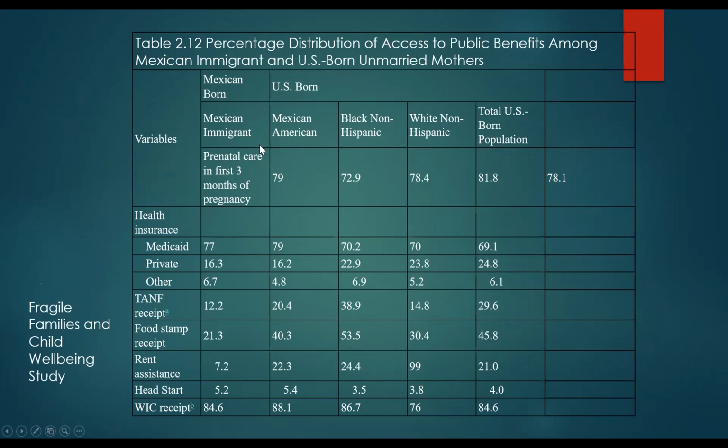Okay, lots of data that's being displayed here. I've got different types of health insurance, whether they're getting food stamps, rent assistance, if they're part of a WIC program. And then you see through here, these are presumably percentages. Yeah, percentage distribution. So you go through and you can see how much they're getting. Now, do you guys have questions about this table?